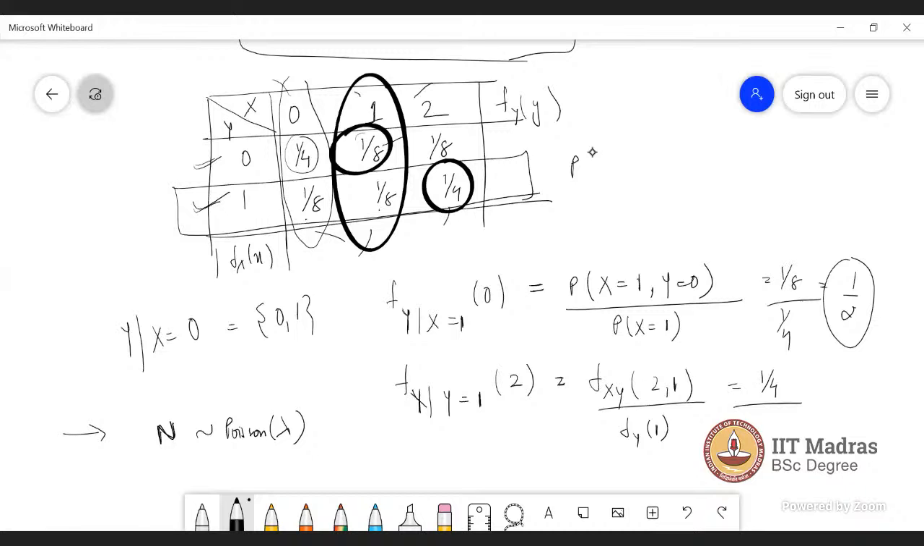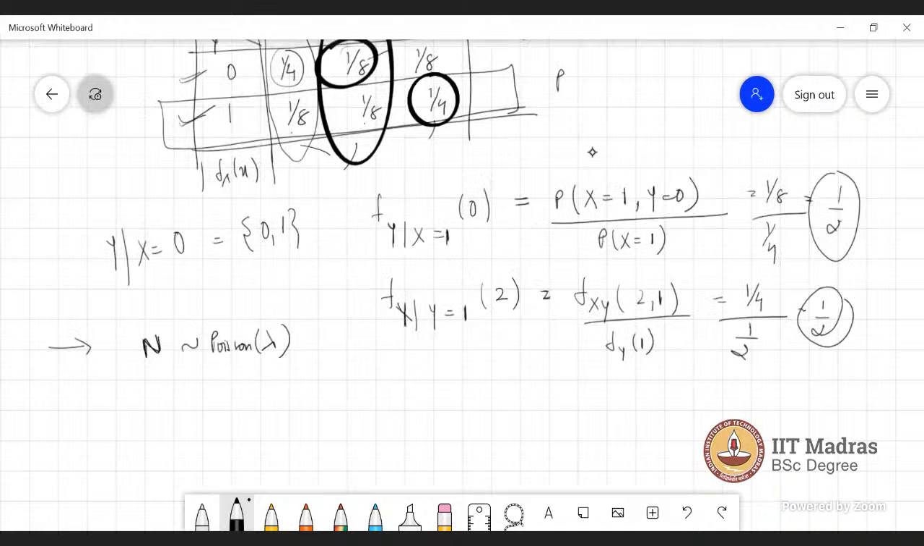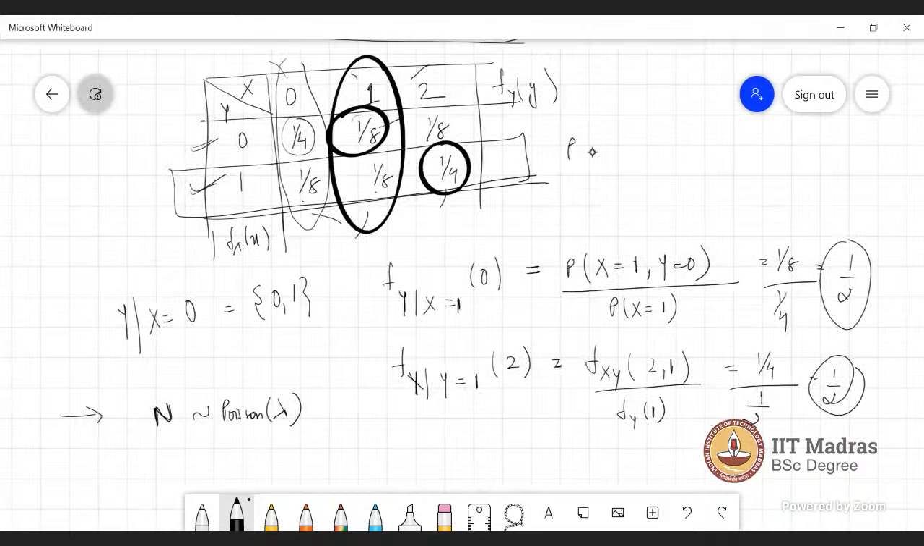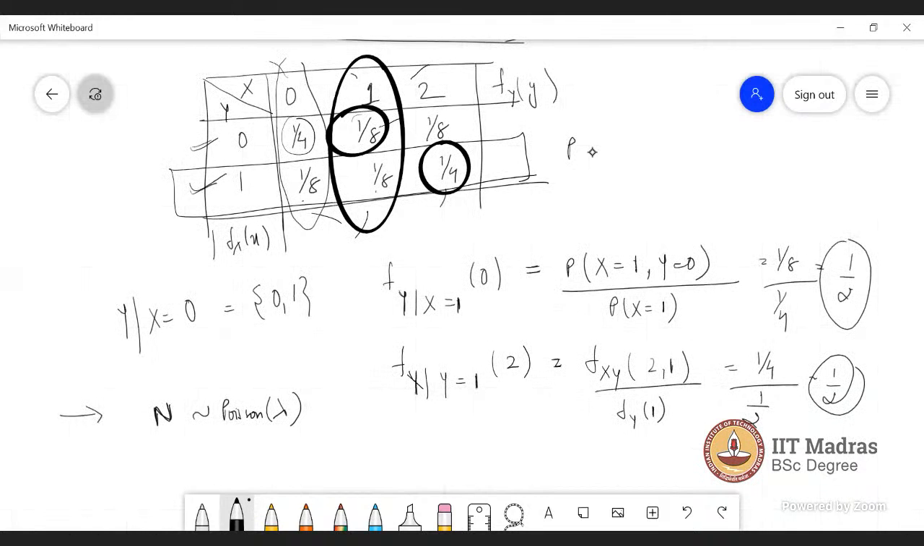So these are the very basic things that you should know from week 1. Whenever you get any word problem kind of question, you should try to formulate it in the form of a joint PMF table and try to calculate the probability.